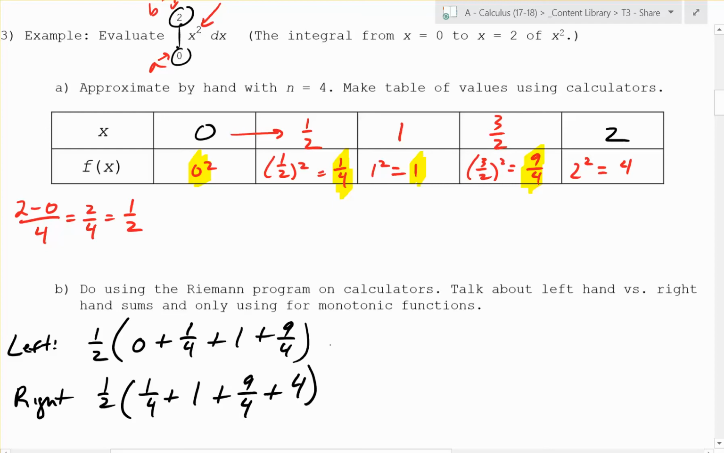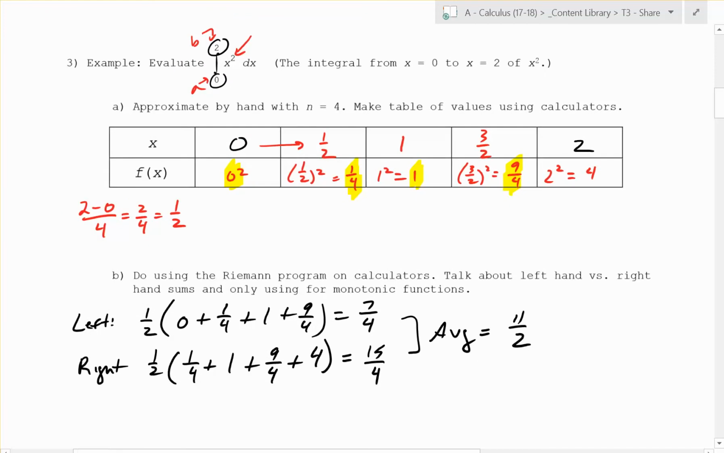And when you add all those up, you end up with 7 over 4 for your left estimate and 15 over 4 for your right. So if you wanted a good estimate, you could average the two. The average of the two is 11 over 2. So our guess is 11 over 2 using 4 subintervals. Now we could use more subintervals to get a better estimate.